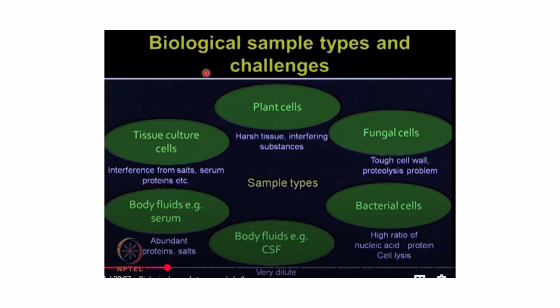So depending upon the type of cell, plant cell, fungal cell, these are tough cell walls. So proteolysis problem exists, and you need to use some physical way of lysing fungal cells. In terms of bacterial cells, there is high ratio of nucleic acid to protein, so you need to make sure that you have a technique which removes DNA, so that protein is not contaminated with nucleic acid. So depending upon the type of sample, your sample preparation technique will change.